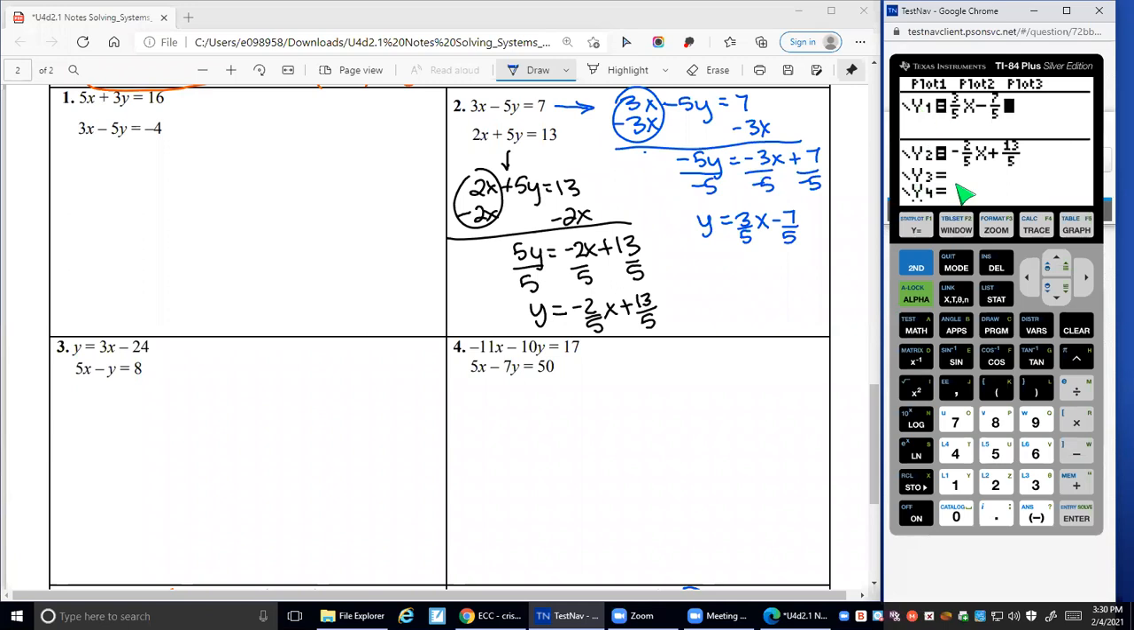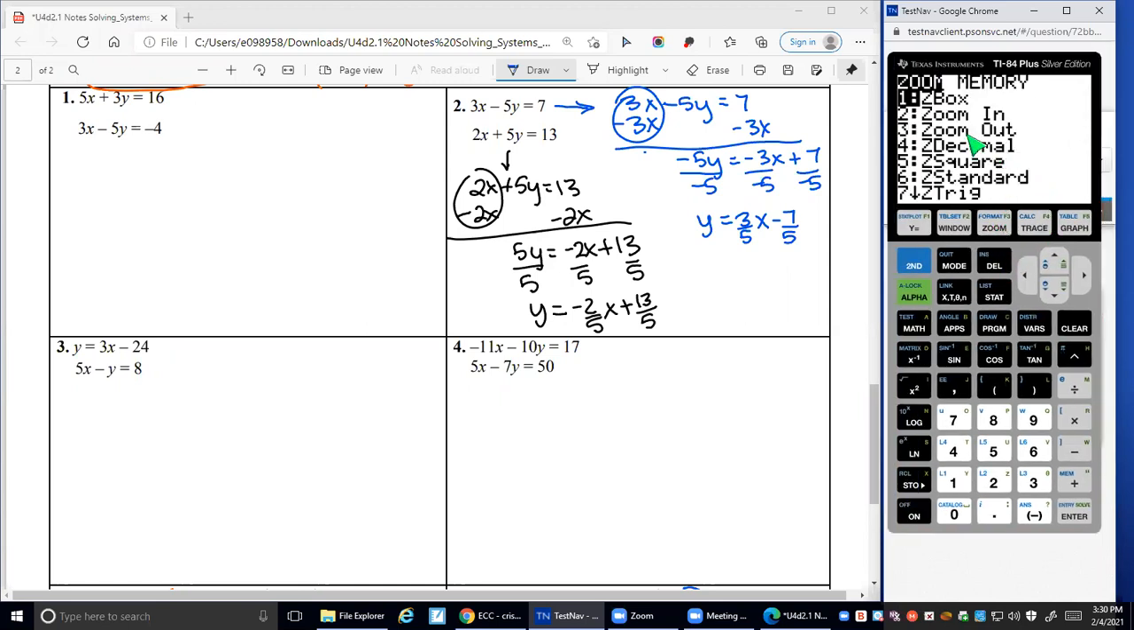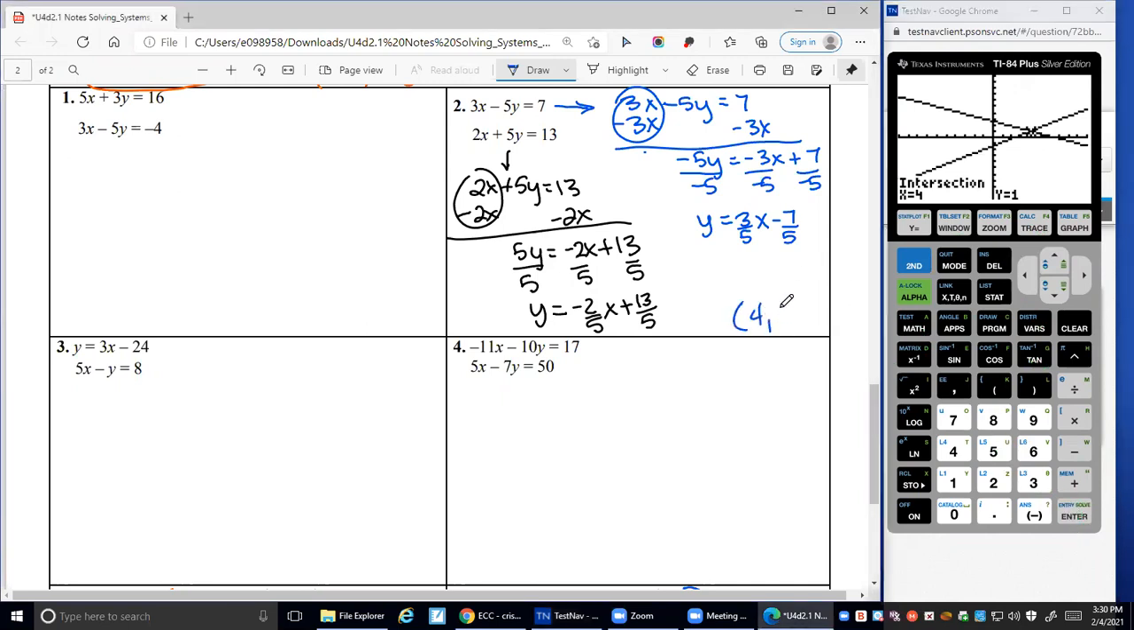So I'm just going to pop them in my calculator. Okay, so I put them in my calculator like so, and then I'm just going to graph it. I can't see my intersection, so I'm going to go ahead and zoom out. Enter. And now I can see it. So I hit second, trace, 5, and I hit enter 3 times. And there's my solution. 4, 1, right there. Okay.